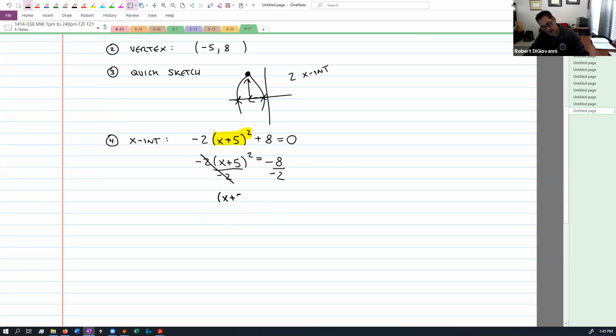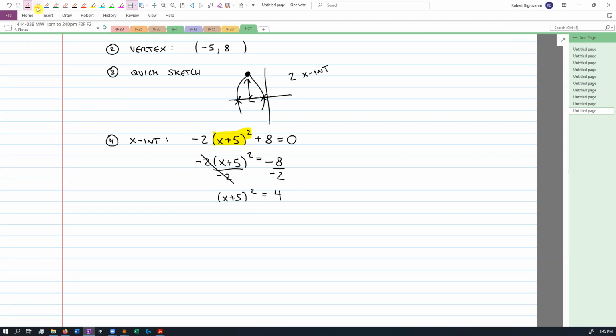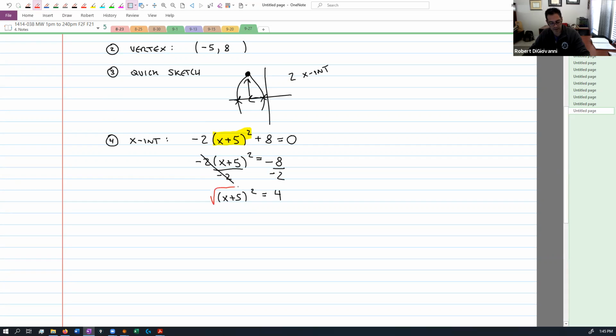You get (x plus 5) squared equals -8 divided by -2, which is 4. Any guess as to what I'm going to do next? Square root of both sides. I'm going to square root both sides. And remember, when you square root both sides, you have to do plus or minus. You have to look at both cases. So when you square root the left side, all you get is the x plus 5. And on the right side, well, the square root of 4 is 2, so you get two answers, positive and negative 2.